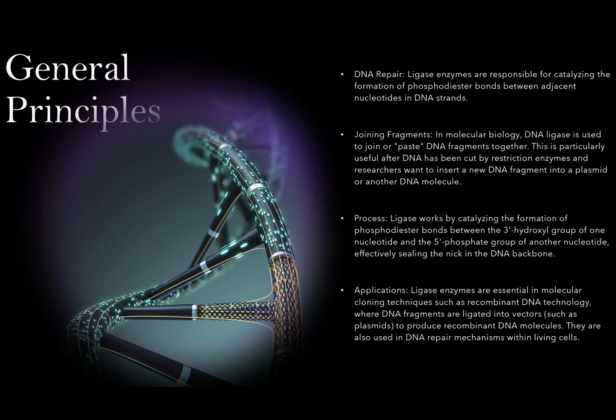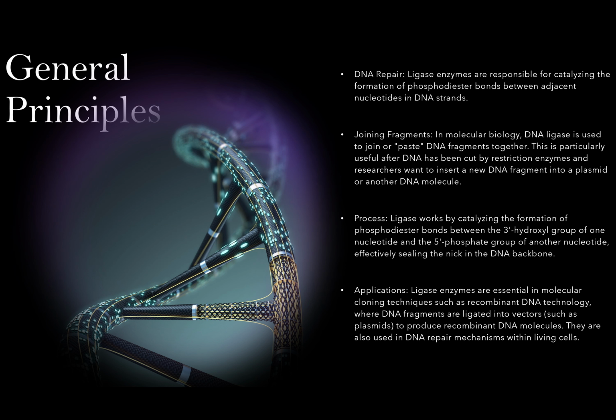So the process specifically: the ligase works by catalyzing the formation of phosphoester bonds between the 3' hydroxyl group of one nucleotide and the 5' phosphate group of another nucleotide, effectively sealing the nick in the DNA backbone. We should have gone through the structures of DNA, and we're going to have a brief look at it again later. So applications now: we know that ligase enzymes are essential in molecular cloning techniques such as recombinant DNA technology. And we're going to be looking at a lot of recombinant DNA technology, because that's the main thing that we're going to be looking at in this syllabus.